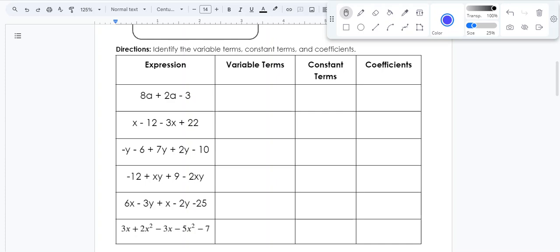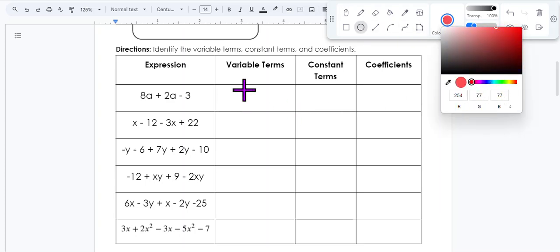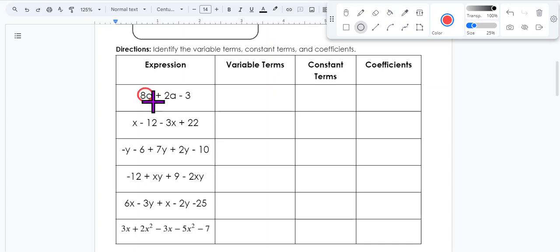All right, let's try this. It says identify the variable terms, constant terms, and coefficients. We're going to do the same thing here. Variable terms, I see 8a, and I see a plus 2a. So those would be my variable terms. I'm going to say 8a and 2a are my variable terms. My constant terms are terms that do not have a variable. So my constant term would be this right here, this negative 3. Negative 3 would be my constant term.